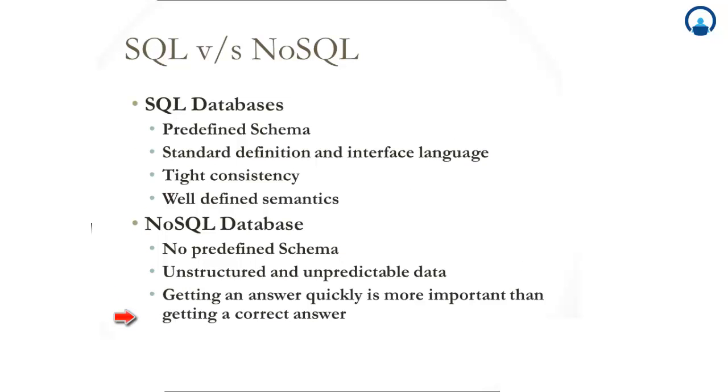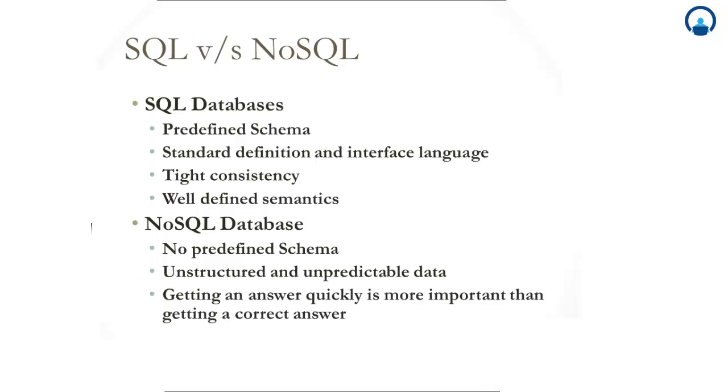Now, let's see some differences between SQL and NoSQL. SQL databases have a predefined schema wherein we define the tables, what the columns in those tables are, and what the data types of those columns are. Whereas NoSQL has no predefined schema. SQL databases have a standard definition and interface language. It's a very structured language. Whereas NoSQL caters to unstructured data.